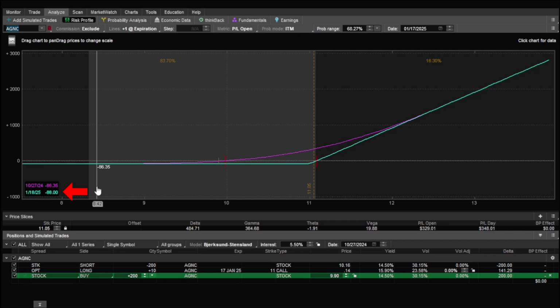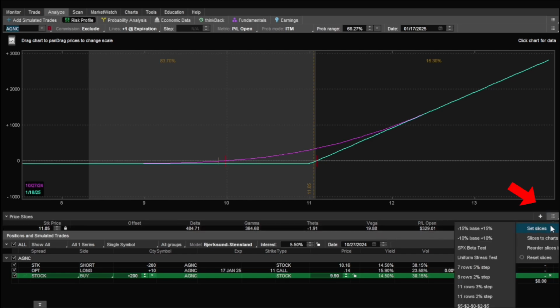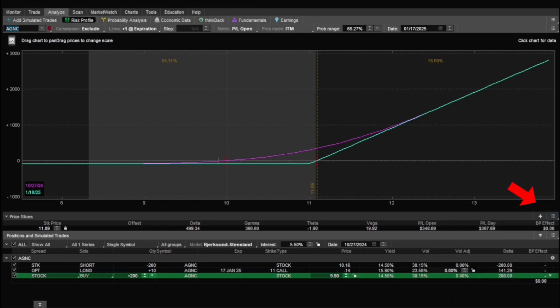But look at my max risk. My max risk has reduced from $140 to just $88 now. And since I still have another 3 months or so until expiration, this would be a viable option. But before I make that decision, let's set the price slice again, that orange dotted line, to my break-even point. I can do that by going to the Price Slices tab and by clicking the 3 lines on the right and selecting Set Price Slices to break even at expiration.